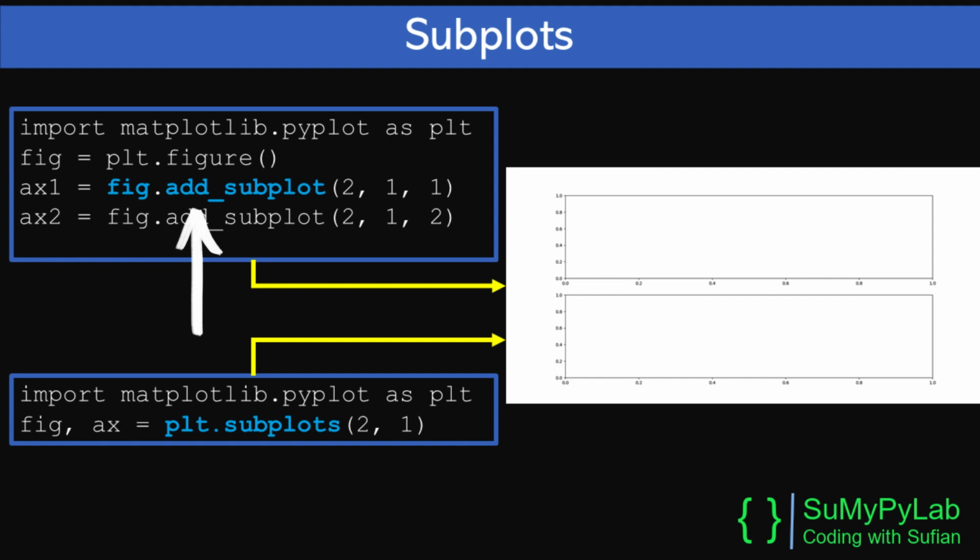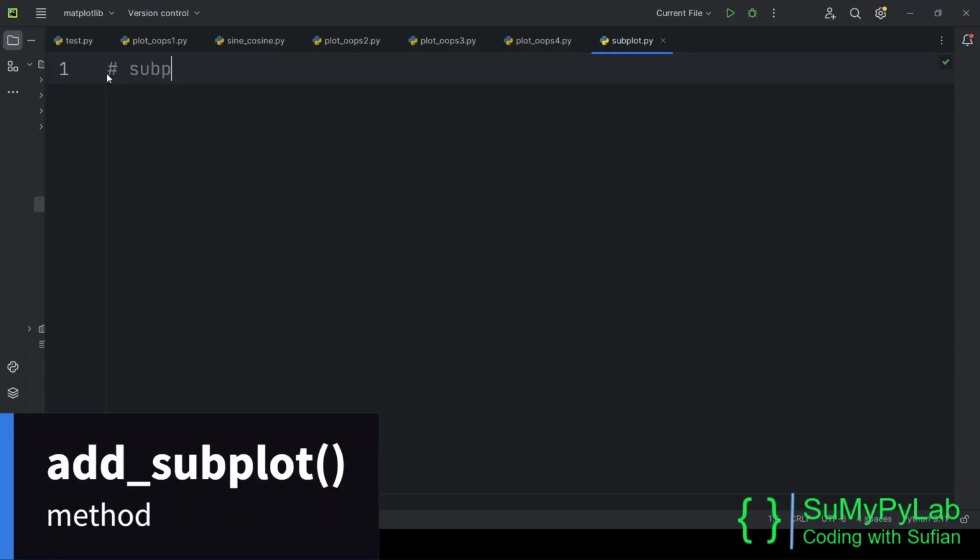1. Using figure.add_subplot method and 2. Using matplotlib.pyplot.subplots wrapper function. So, let's begin. Subplot using figure.add_subplot method.